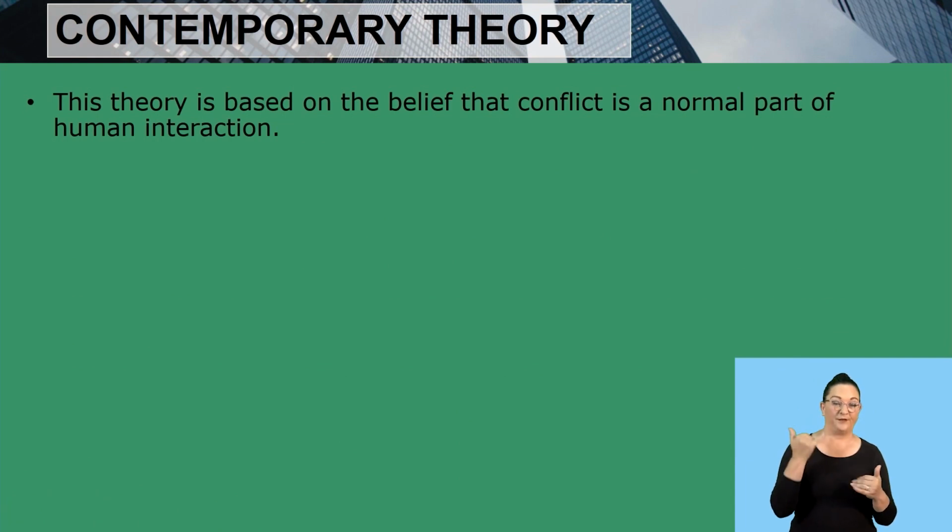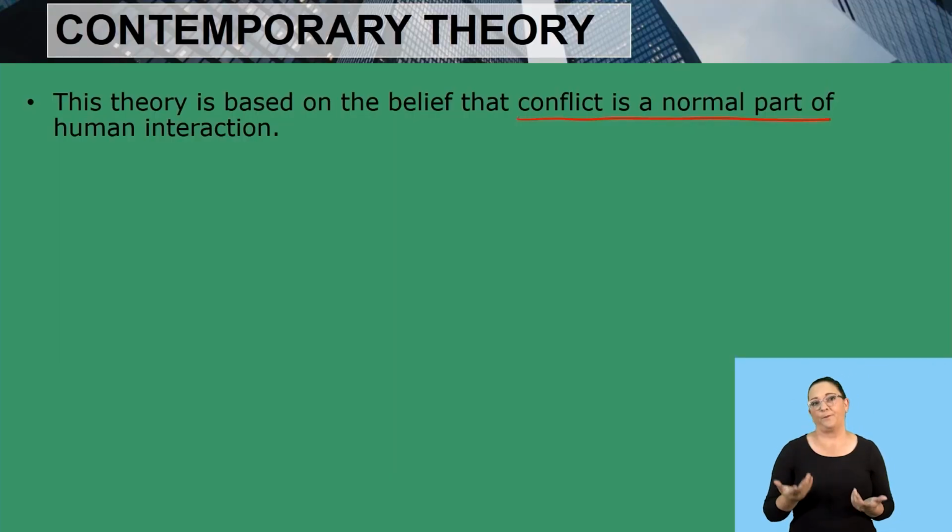Remember we said we've got two. We've got traditional and we've got contemporary. What does contemporary theory mean? It is a theory that is based on the belief that conflict is a normal part of human interaction. If you remember when I started, I did say that conflict is not always negative, but the minute there's conflict, sometimes it's a sign that there's communication in the workplace. So this theory also explains that it is a normal part of human interaction.